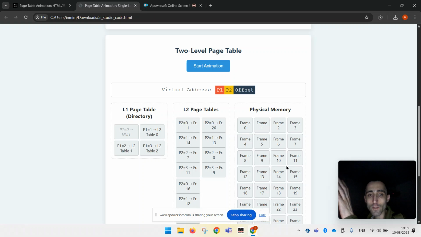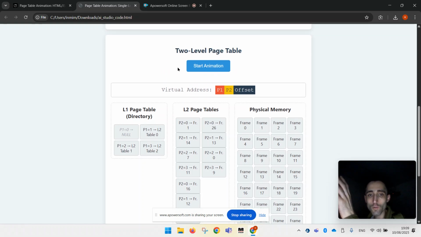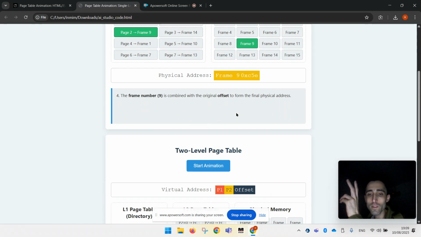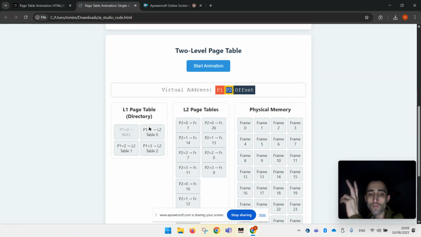Now, in a two-level page table, and you can conclude from it what happens in a multi-level page table, we have two levels of pages. In the virtual address, we are dividing it into P1 and P2. Usually it's just half in size. For example, if this is 4 bits, then this is 2 bits and this is 2 bits, and 2 to the power of 2 gives me 4, and I have 4 entries in my L2 page table.